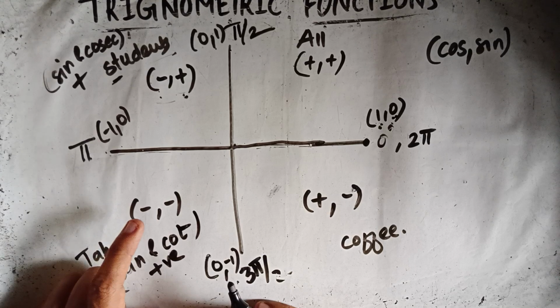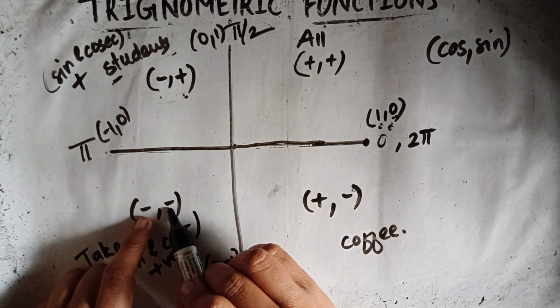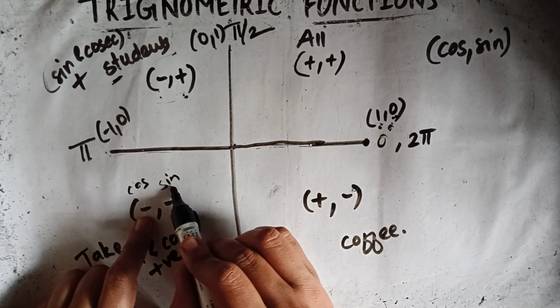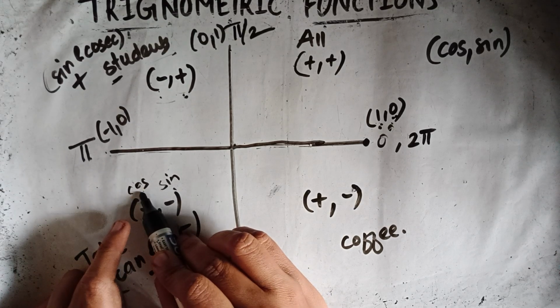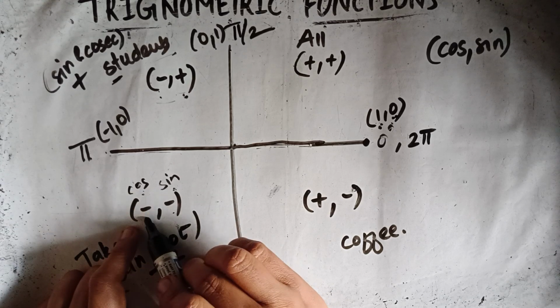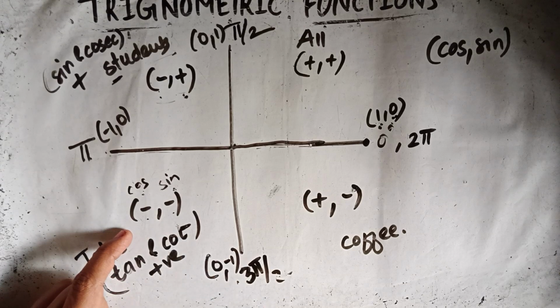Okay. From this signs also you can find, that is, this is your sine, this is cos, right? Sine, cos. Sine is negative, cos is negative. So cosec is negative, sec is negative. But tan is what? Sine upon cos, negative upon negative. So tan will be positive. If tan is positive, cot is positive.